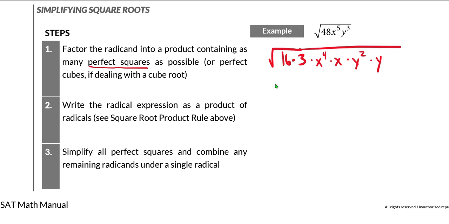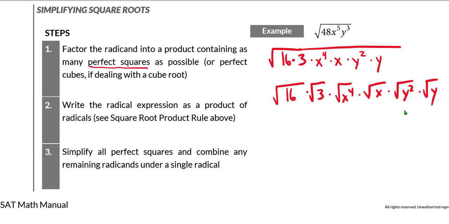Now what I'm going to do is write that radical expression as a product of radicals. What I mean by that, I'm just applying a rule we just talked about above. So I'm splitting all of these factors into their own radicals. So there we go, there we go, there we go, and there we go. So every one of those products now has its own radical, and now I can start simplifying the ones that can be simplified. This is 4, this is x squared, this is y.